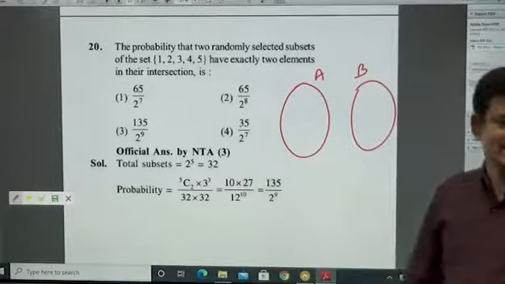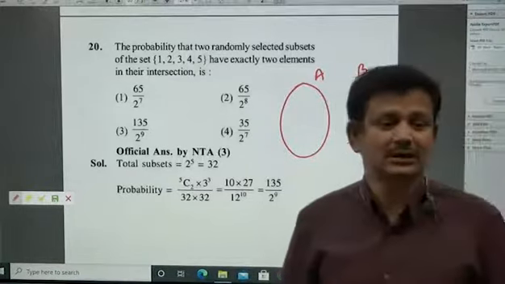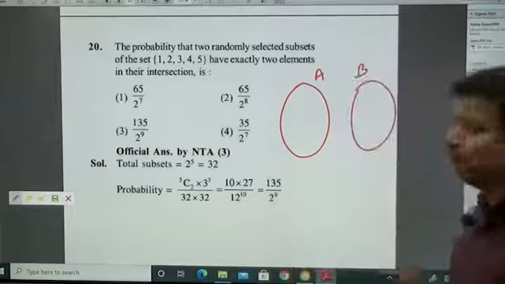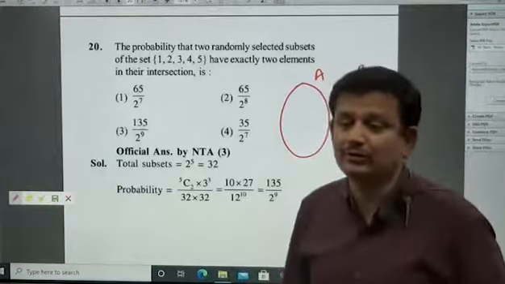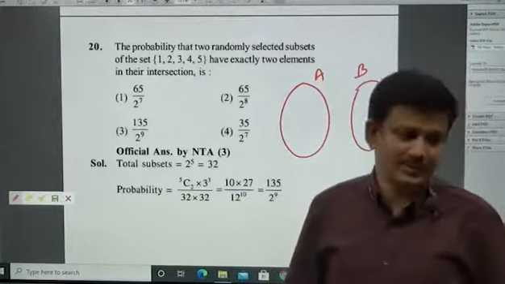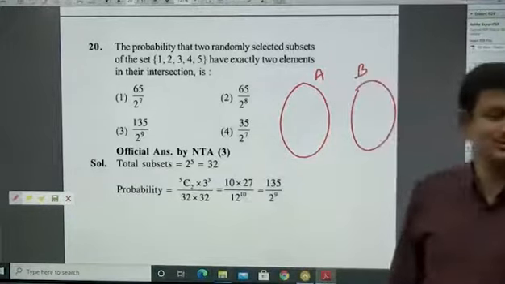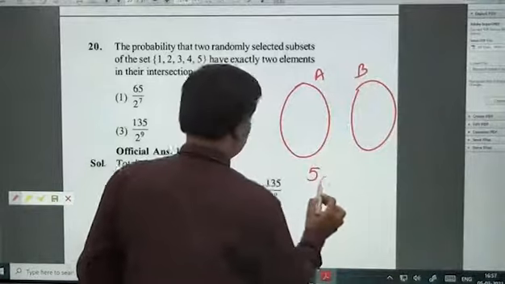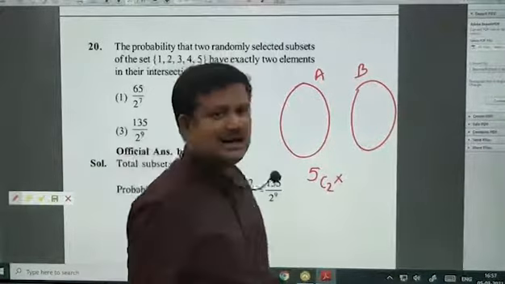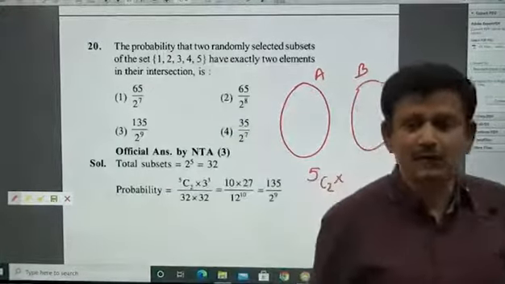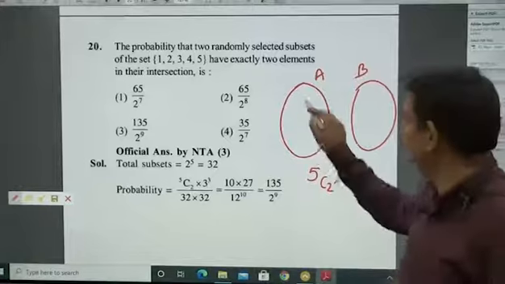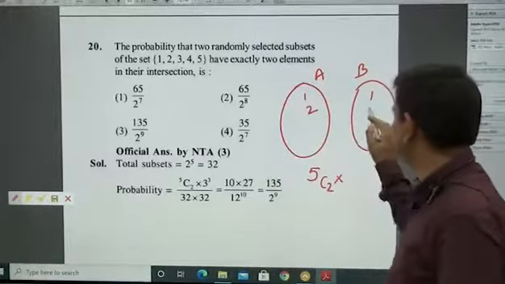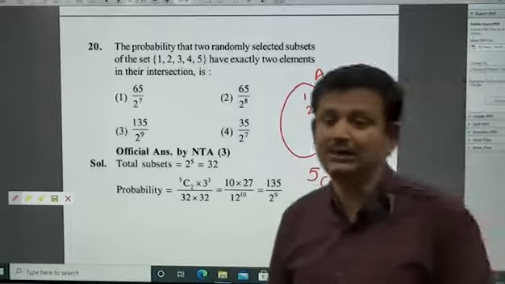Their intersection should have how many elements? 2 elements. So first you have to ask a question, which 2 elements? Select the 2 elements: 5C2 ways I can select 2 elements. Let's say they are 1 and 2. Now what will you do with 1 and 2? You will put them in both the sets, because they have to be part of the intersection.